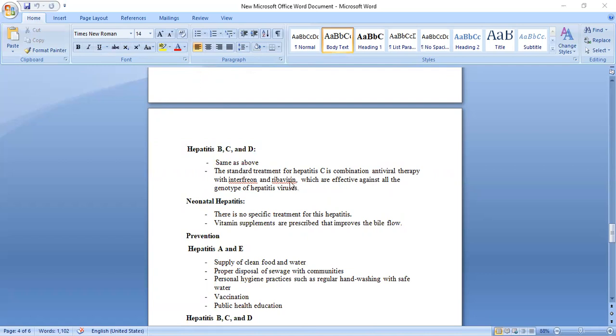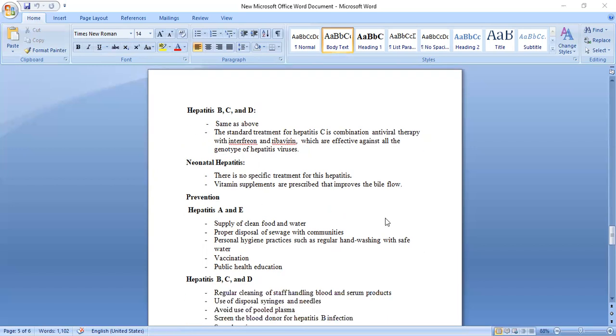Some examples I have here. In neonatal hepatitis, there is no specific treatment. Vitamin supplements are prescribed that will improve the bile flow, because neonatal hepatitis is due to obstruction of the bile, isn't it? So what happens if you give the vitamin supplements? It improves the bile flow, due to the vitamins.